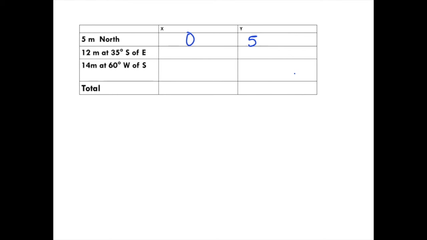For the next two vectors, they're going in an angle, so we're going to break those down like we did in the earlier examples. So I'm not going to go through all of the steps on how I'm going to do this.